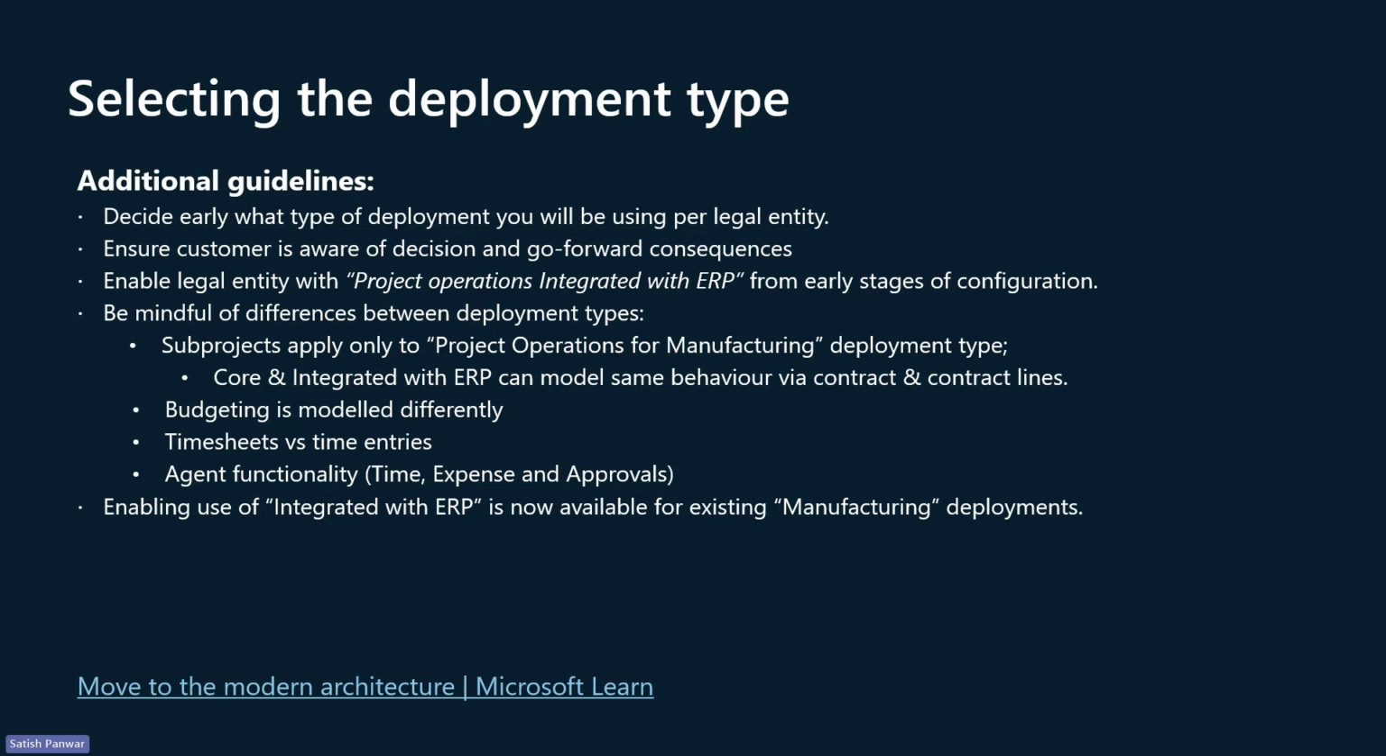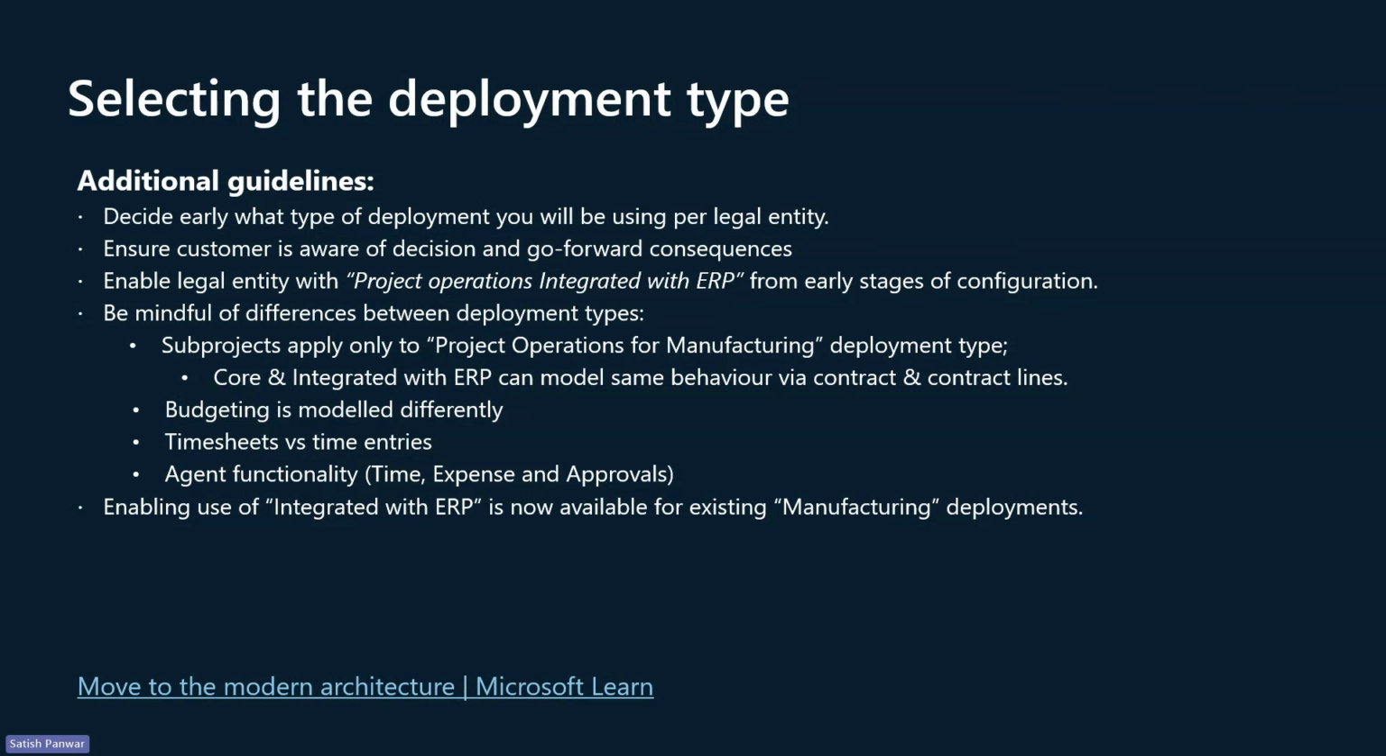We've listed some of the reasons that we have heard from customers and partners on why they would prefer one deployment type over the other. For example, sub-project is one of the common ones. It only applies to project operations for manufacturing, but the same functionality can be achieved in core and integrated with ERP deployment type via contract and contract lines and task-based billings.